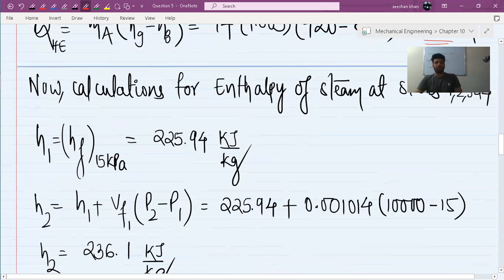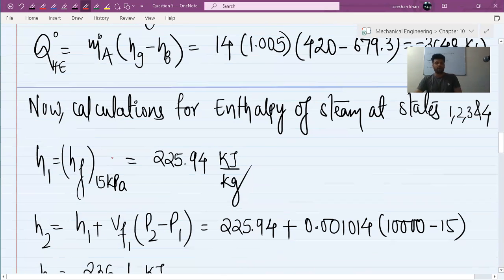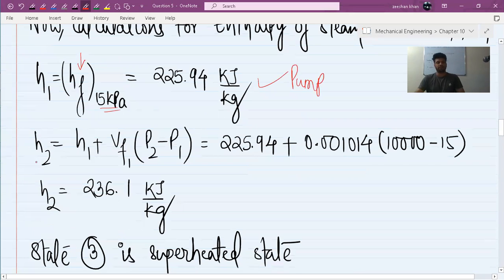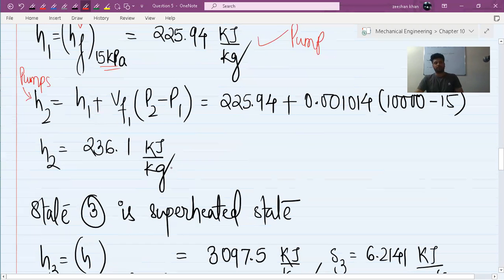So, calculations for the enthalpy of steam at states 1, 2, 3 and 4. Again, it's going to be right from our steam tables. The first state is its entry into the pump, which is that of a saturated liquid. So obviously finding out the hf at 15 kilopascals, which comes out to be this. Now this is the formula that I use for the pumps, always h2 equals h1 plus v f1 times the pressure difference. So that gives me h2 equals 236.1.